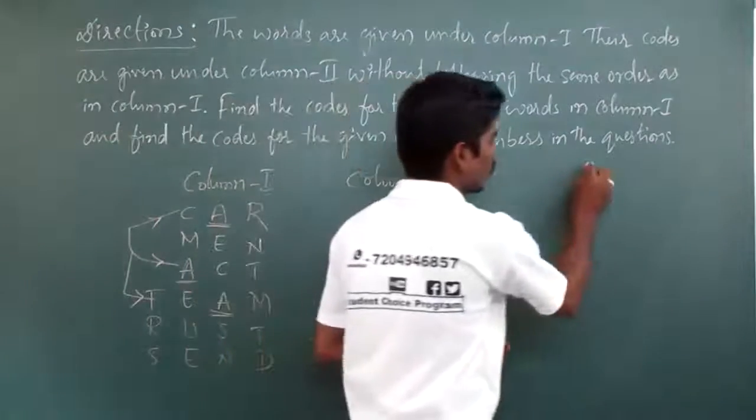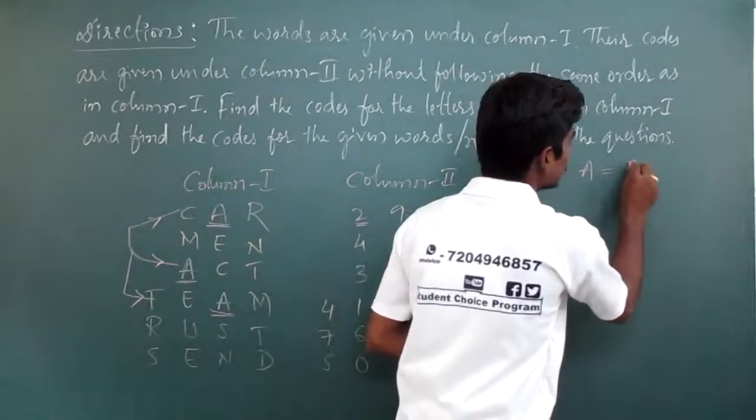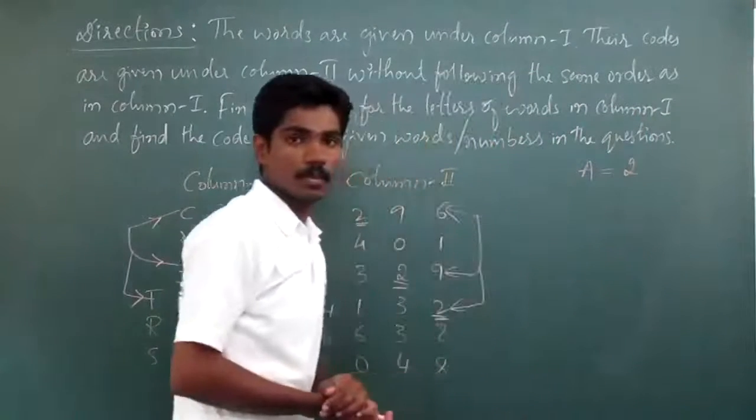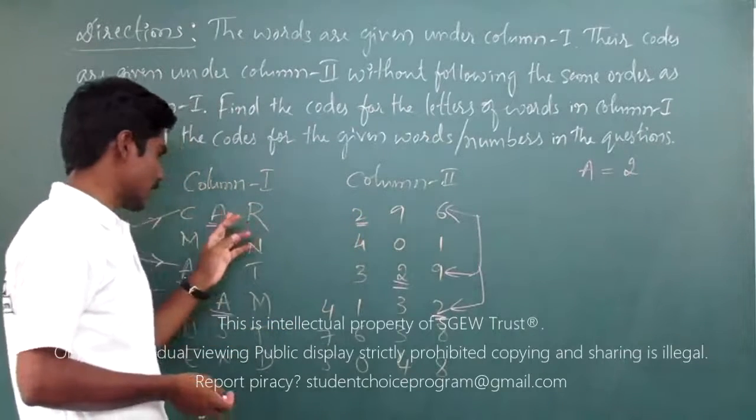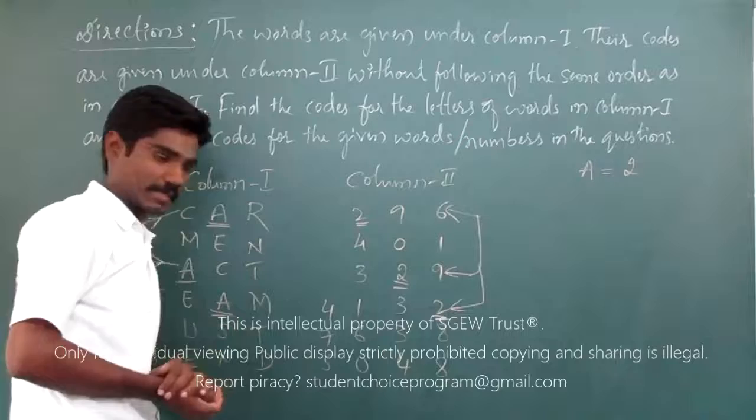So what is the code of letter A? The code of letter A is 2. Now I will rub these numbers as well as the letters A which are present at 3 places.